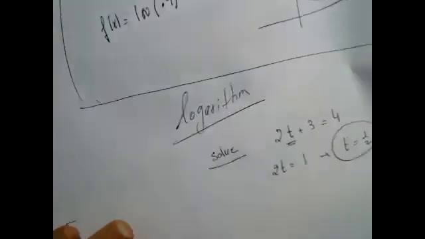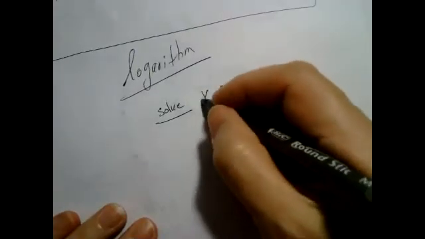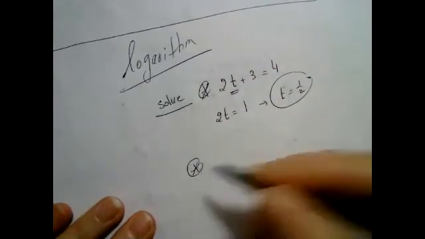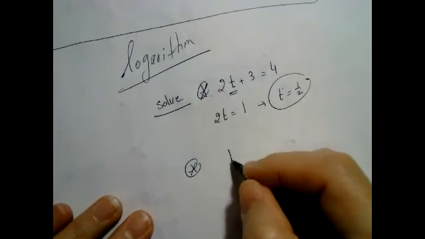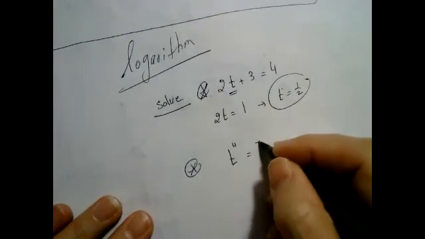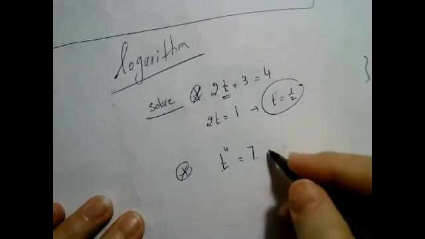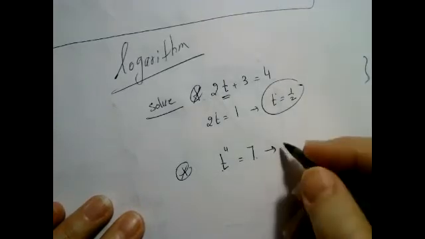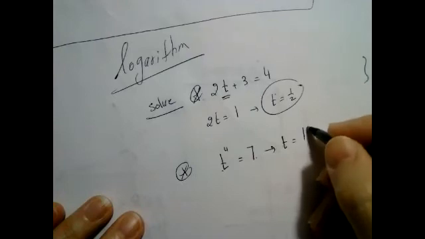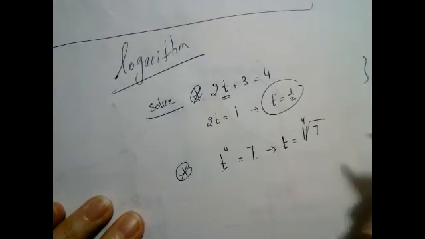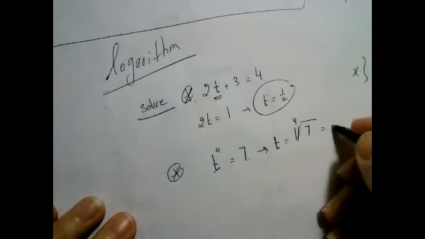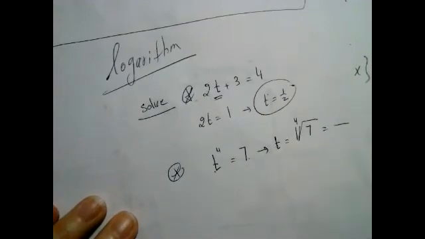Now, suppose I ask you to solve the following: t to the power 4 equals 7. It means which t satisfies this? Because we learned the fourth root, t would be the fourth root of 7. And then we plug it into our calculator. So those are easy to solve.